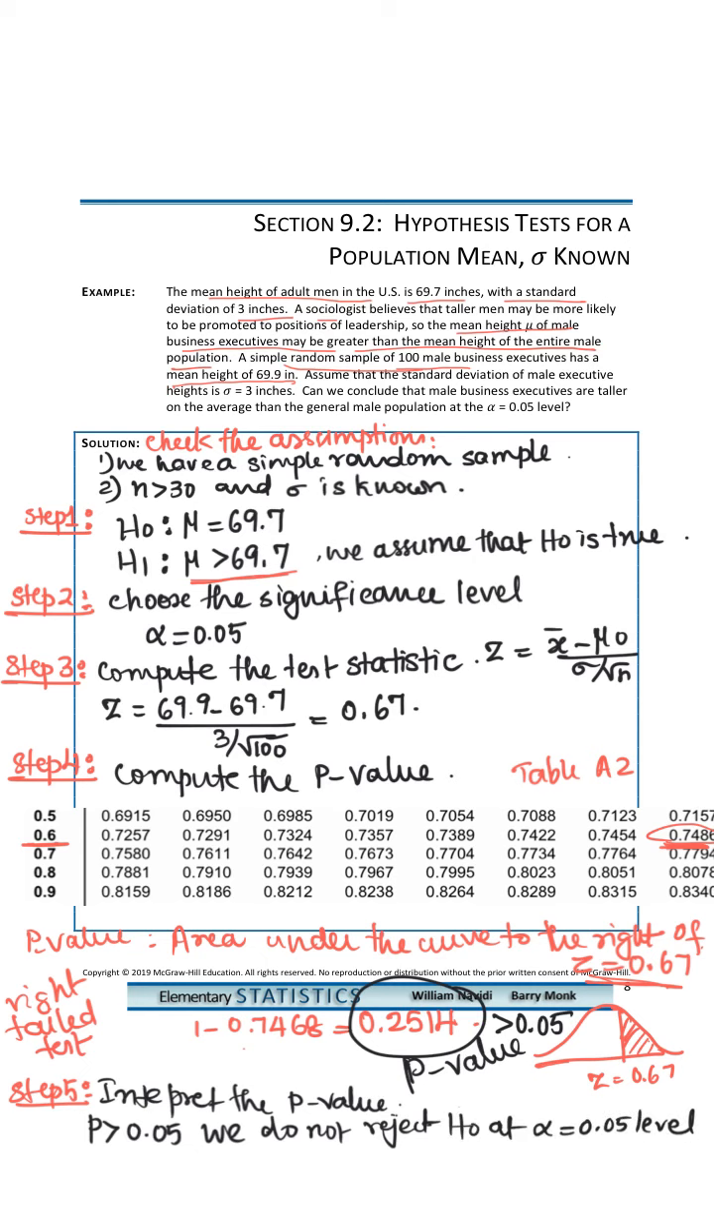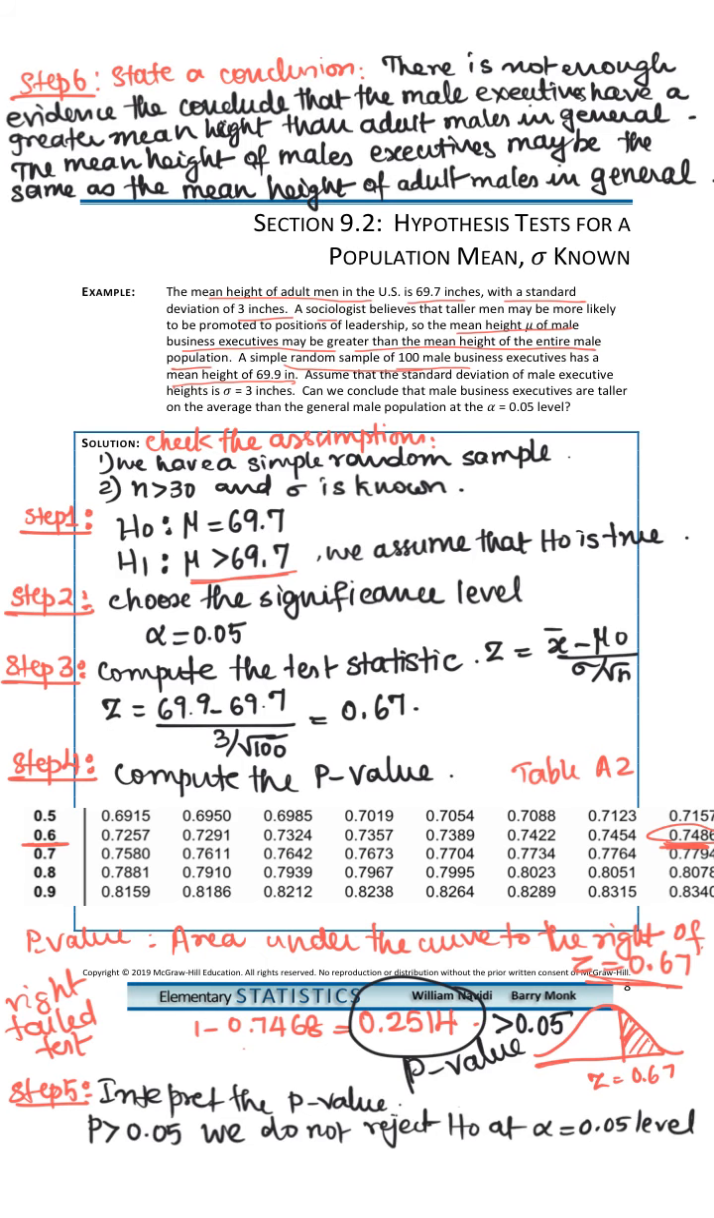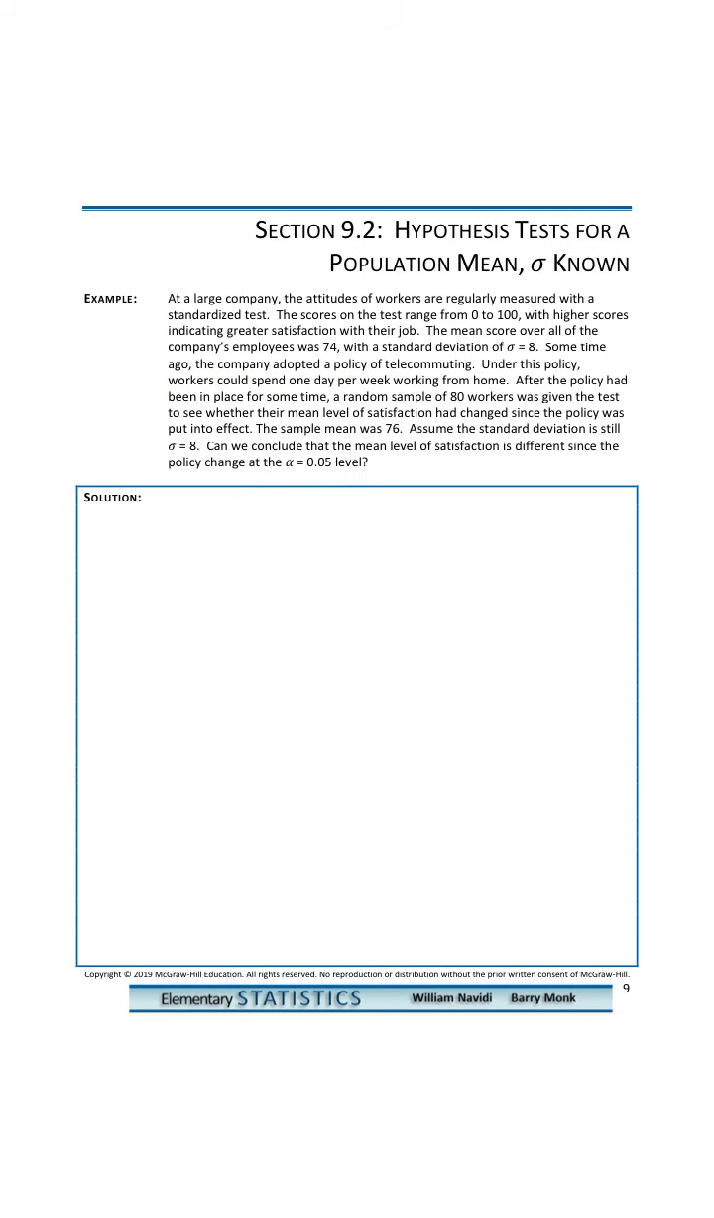Step 6 is state a conclusion. So I'm writing step 6, the conclusion, at the top. There is not enough evidence to conclude that male executives have a greater mean height than the adult male in general. The mean height of male executives may be the same as the mean height of the adult male in general. This is an example of a two-tailed hypothesis test.